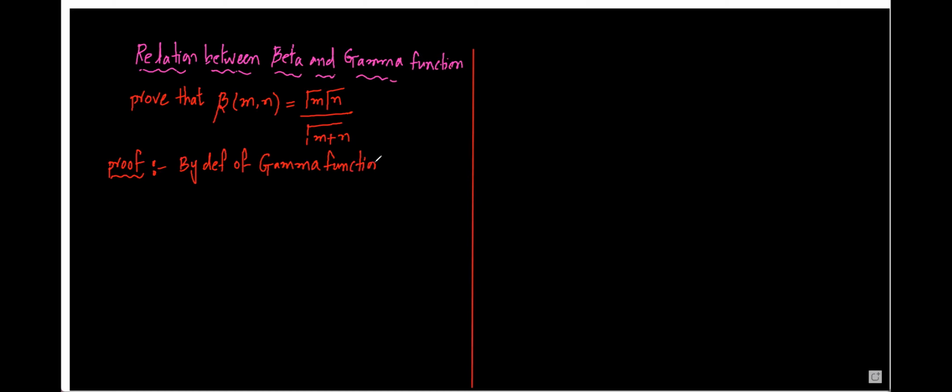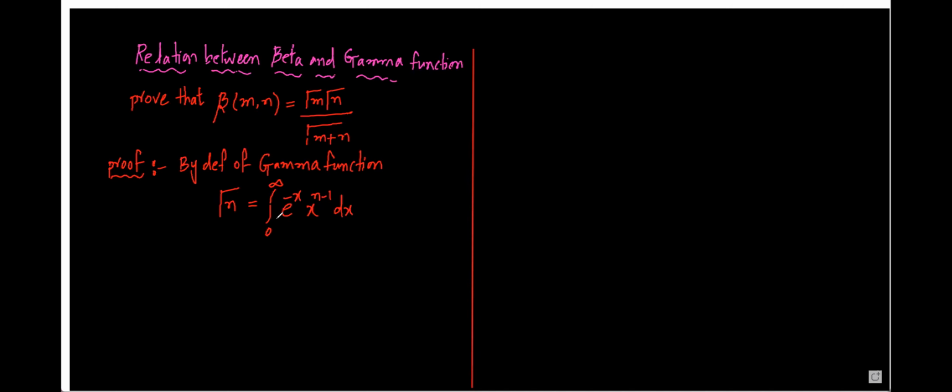You remember what the gamma function definition is? Anyone? Come on. Gamma of n is equal to integration from 0 to infinity, e to the power of minus x and x to the power of n minus 1 into dx. This is our first property, the beta and gamma function definition.